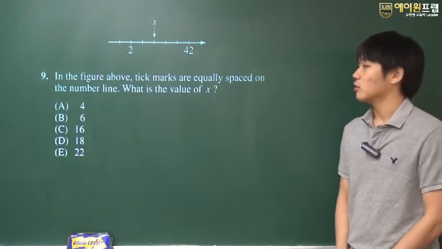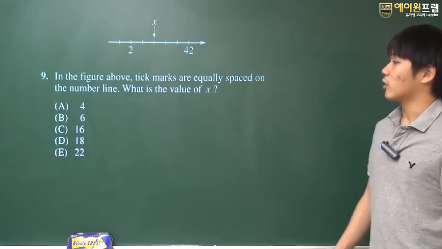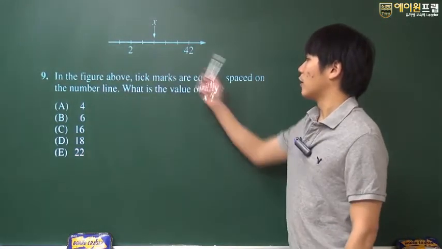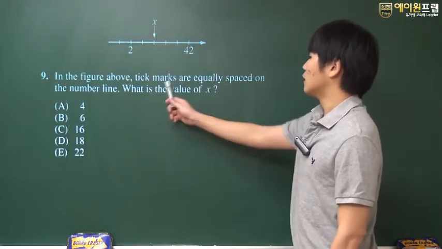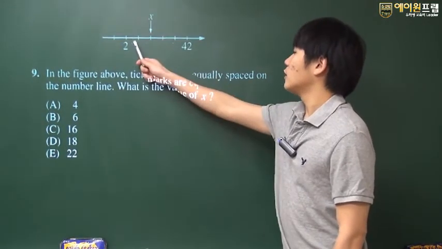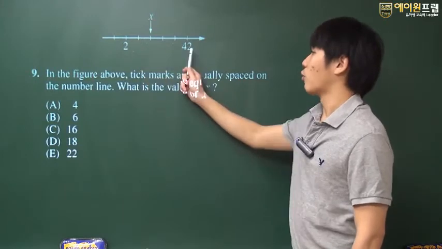Okay, so let's continue. In the figure above, the tick marks are equally spaced on the number line. What is the value of x? Okay, so we have a given number line here. And of course, these marks are equally spaced. So that means whatever these values indicate should be equally spaced from 2 to 42.